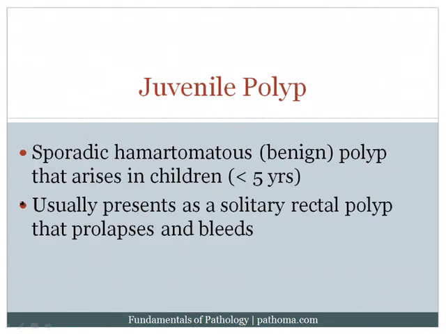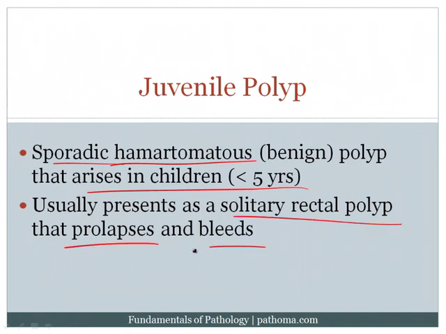Now, there are some rare types of polyps that can also arise, and I promise to discuss these at the very end of this section. The first is a juvenile polyp. This is a hamartoma. Remember that a hamartoma is a tumor that's comprised of the tissue that would normally be present, however, it's disorganized. It's a sporadic hamartoma, so therefore it's benign, that arises in children less than the age of 5. Usually it presents as a solitary rectal polyp, and that can prolapse and bleed. So that's called a juvenile polyp.